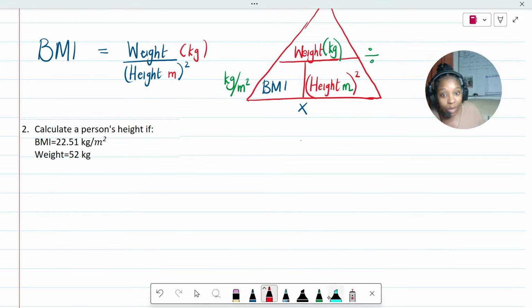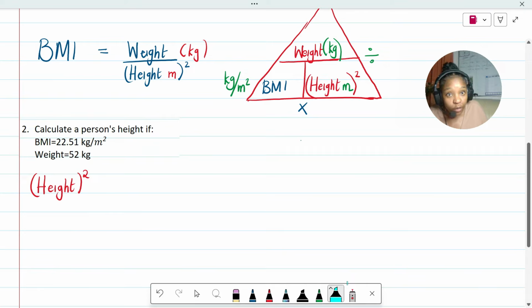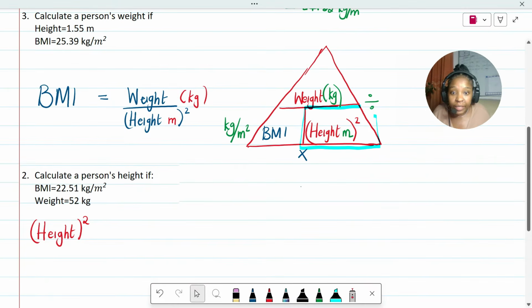So remember, what have I written the height as? It's written as height all squared. So I'm going to write it like that, height all squared, because that is what we're looking for. We're trying to calculate a person's height. So for us to determine a person's height, what do we need to do based on our triangle here? It's saying that it needs to be the weight in kgs divided by BMI. Remember, a value at the top and at the bottom just means that we need to divide.